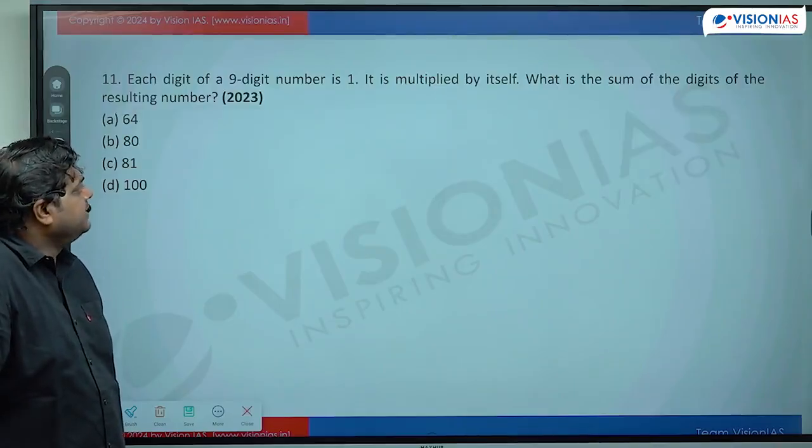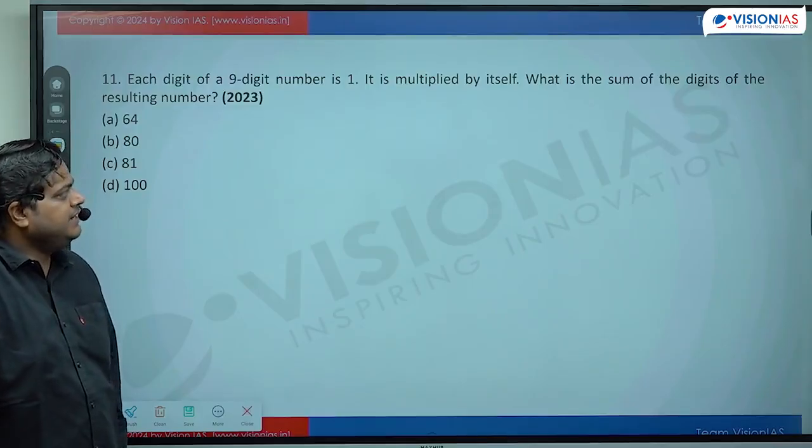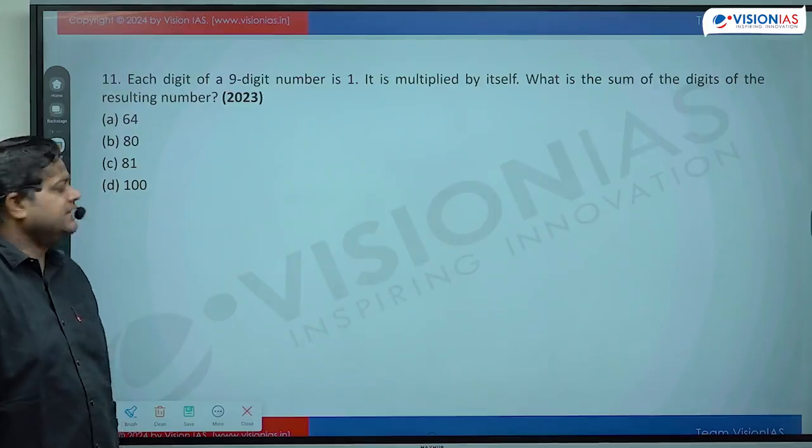Each digit of a 9-digit number is 1. It is multiplied by itself. What is the sum of the digits of the resulting number?